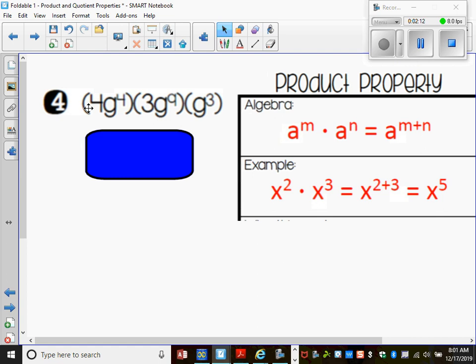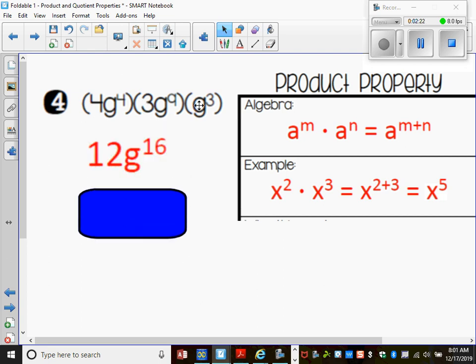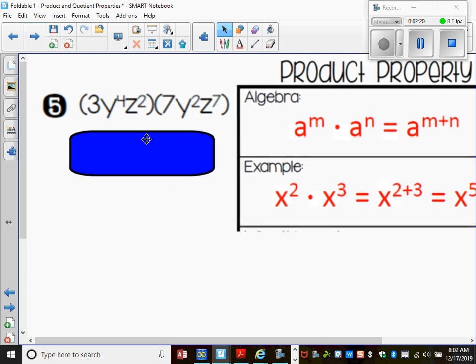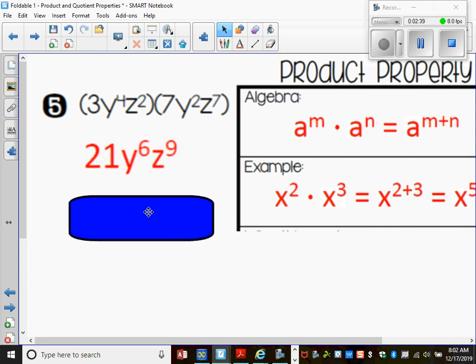Number 4, again, you can multiply the 4 times the 3, and technically there's a 1 here, okay, but 4 times 3 is 12, and then you add up all of your exponents. 9 plus 4 plus 3 gives you 16. There's a very easy rule, and it doesn't matter how many different variables you have, but just make sure you're only adding y's to y's and z's to z's. So 3 times 7 is 21. You have a total of 6 y's, total of 9 z's.